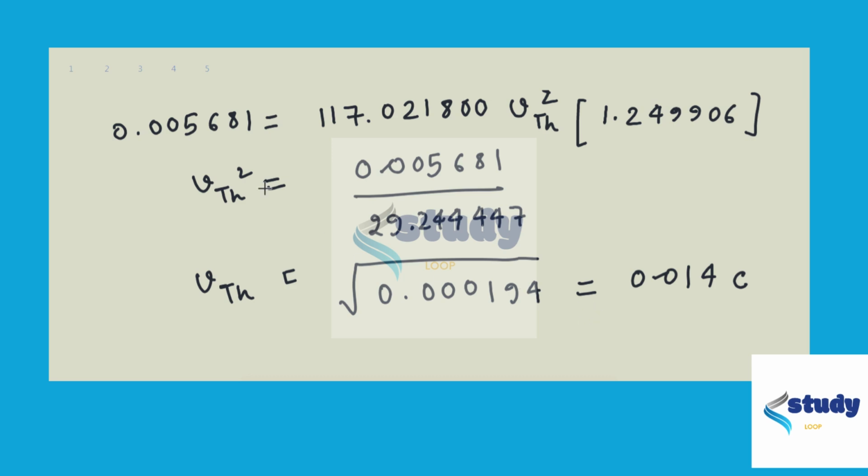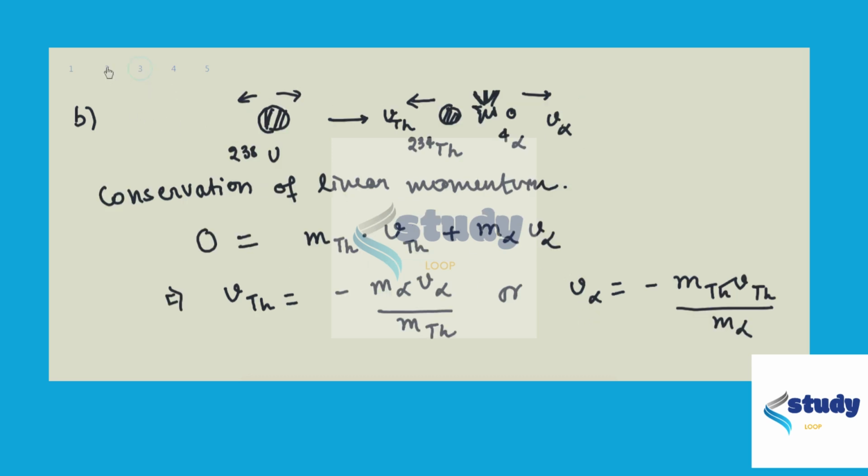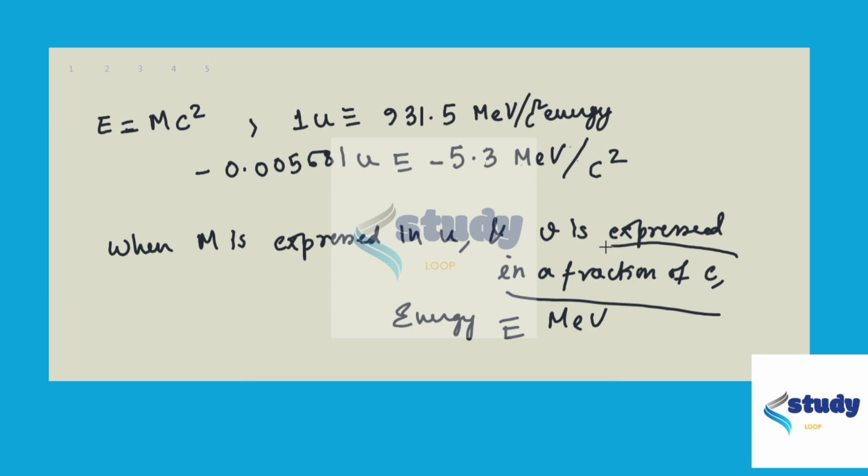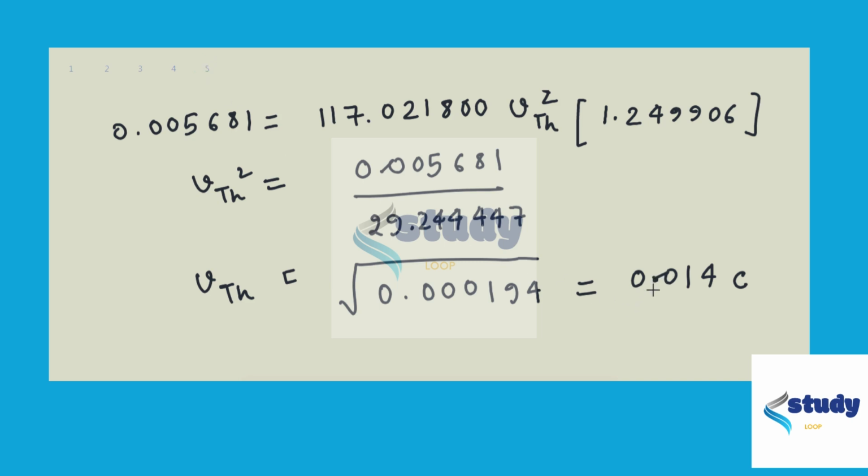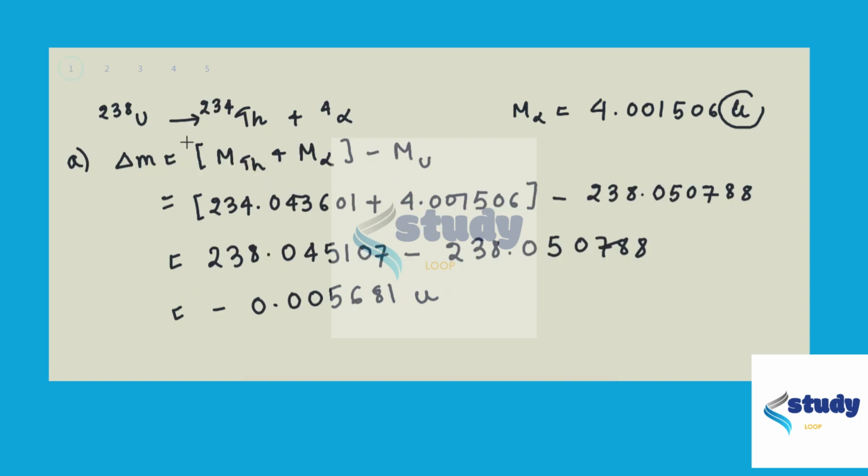c. See, as I told you here, you get the answer in terms of a fraction of c. So the final speed that you get, the recoil velocity, is equivalent to saying 1.4% of c, the speed of light, right? So that's it. That should do it. That's your answer, finally. So let's revise the steps once.